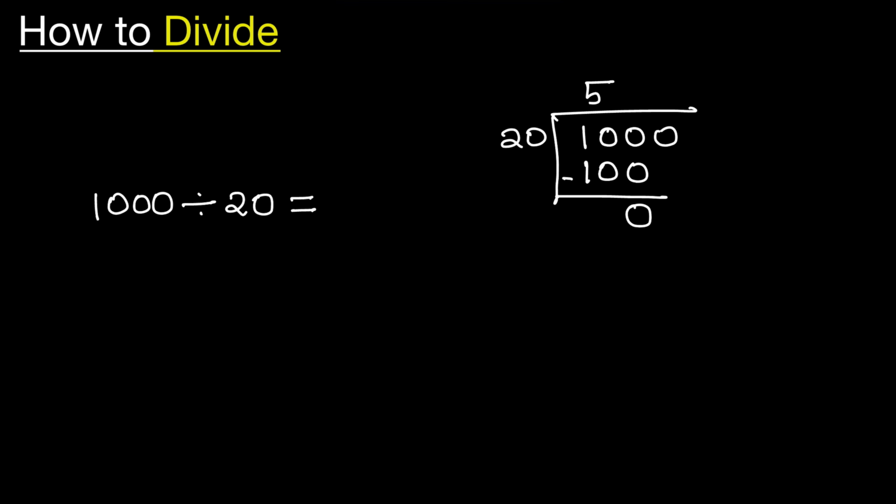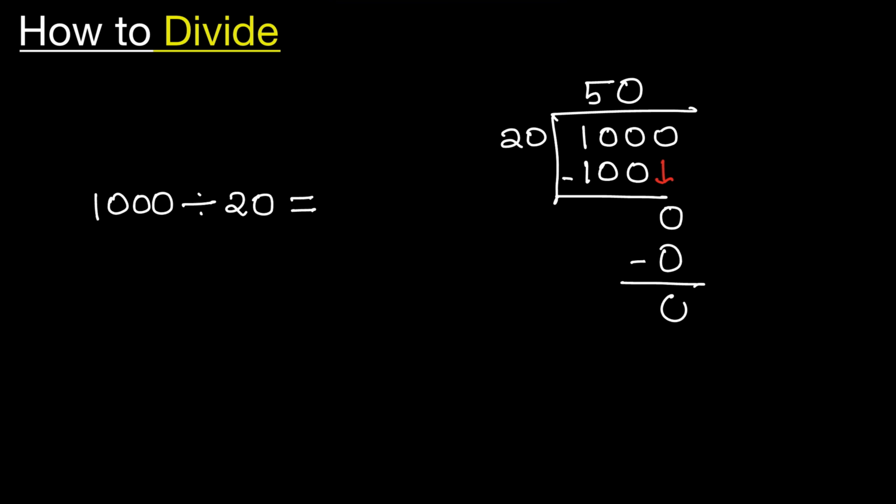Subtract, we get a 0. Now see that this 0 is less than 20. That is why we will bring down this adjacent 0 here. But see that this is the number 0. So we can remove 1 0. And we know that 20 times 0 is equal to 0.